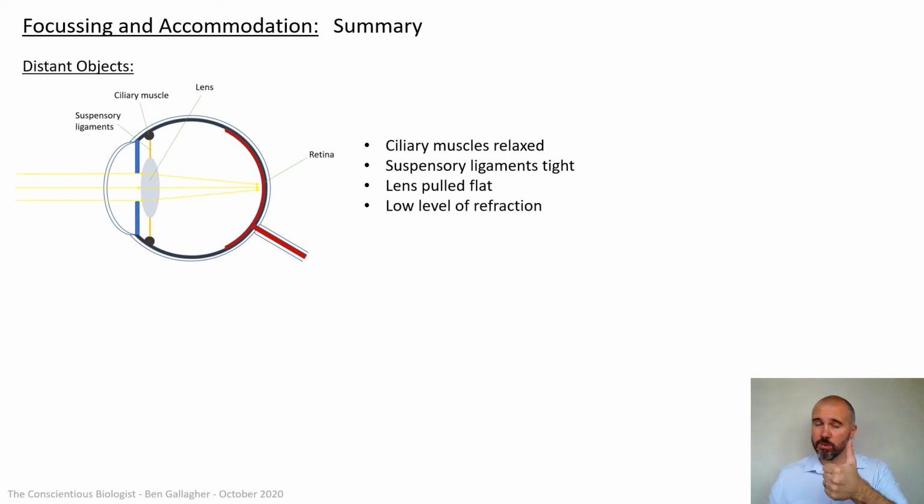The ciliary muscles are relaxed. That means they're more spherical. The suspensory ligaments are therefore tight, so they pull the lens flat, so you don't get much refraction.